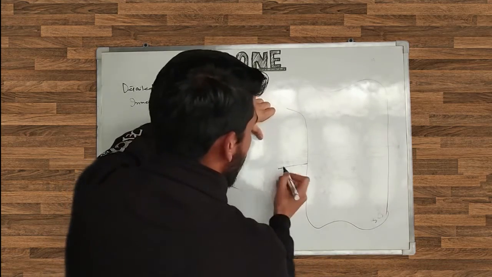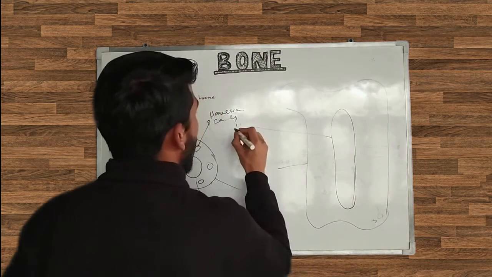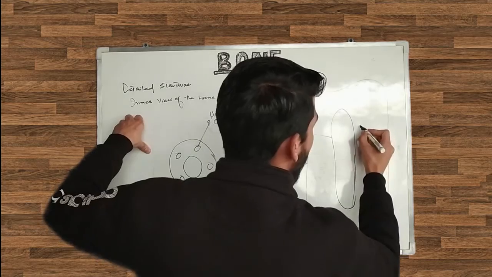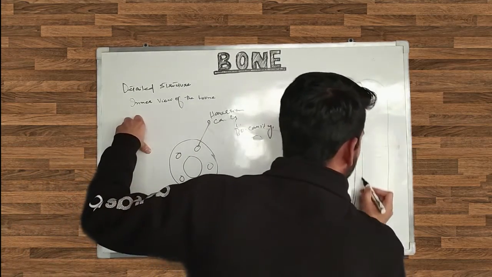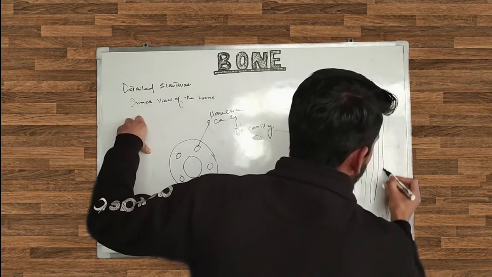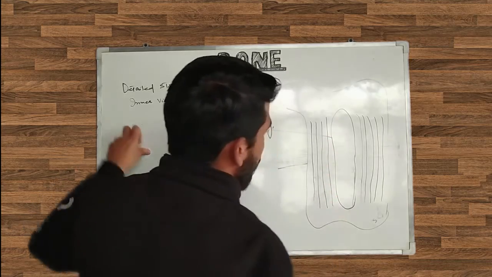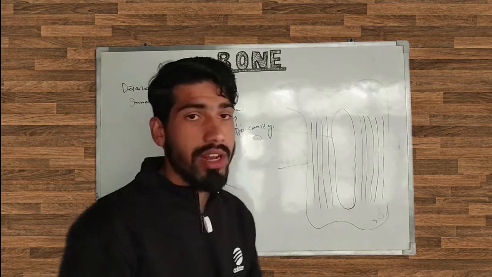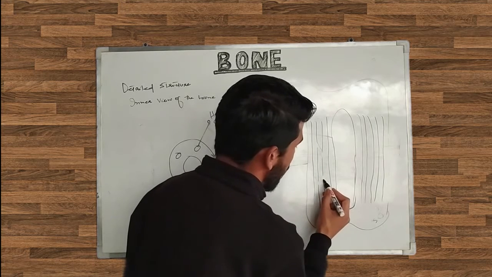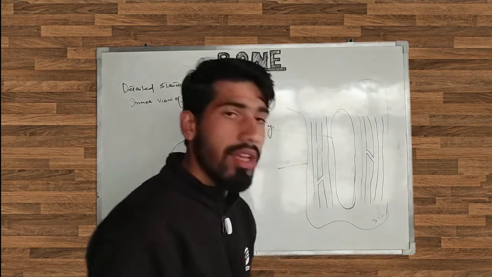This is the bone, okay, and here is the cavity. This is the bone marrow cavity. And there are spaces here, these Haversian canals, okay? These Haversian canals are present vertically. And these Haversian canals are connected with each other obliquely.